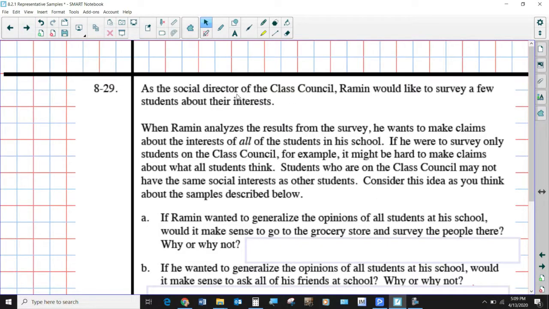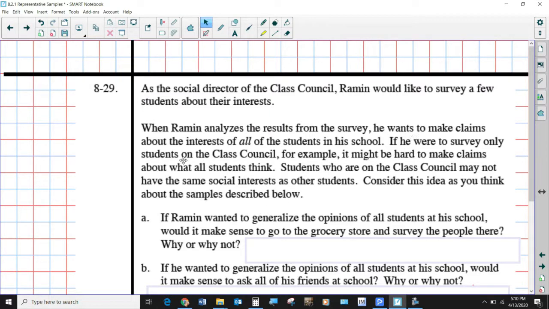All right, so as the director of the class council, Raymond would like to survey a few of the students about their interests. Raymond analyzes the results. When he does this from the survey, he wants to make claims about the interests of all the students in the school. So keep in mind, he knows he can't ask everybody in the school the question, but he wants to be able to make this inference about the entire school population. So let's look at some of these different situations.